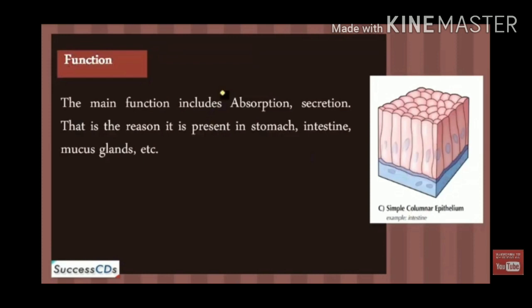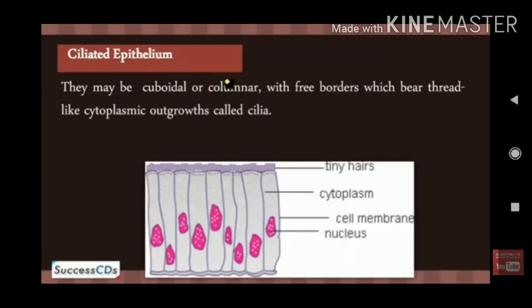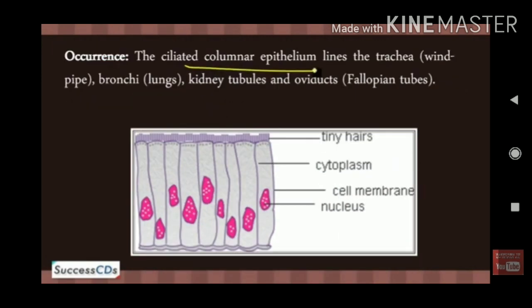Next, we will see the ciliated epithelial tissue. The ciliated epithelial tissue is not a new tissue; it is found in the columnar and cuboidal epithelial tissue. It is lined on the surface of the tissue by hair-like projections called cilia. So either in the columnar or in the cuboidal epithelial tissue, if cilia are present on the surface, that is called the ciliated epithelial tissue.